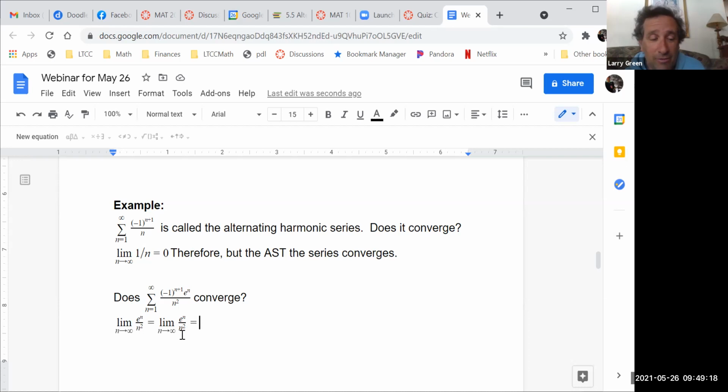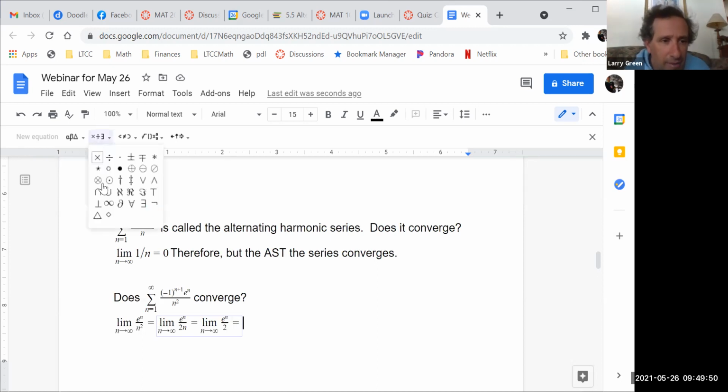That's infinity over infinity. When you get infinity over infinity, L'Hopital's rule. Derivative of e to the n is e to the n. Derivative of n squared is 2n. Plug infinity, I get same thing, infinity over infinity. Let's do it again. Use L'Hopital's rule again, but now the denominator becomes just 2. And now I plug in infinity, and I get infinity. Any questions on that?